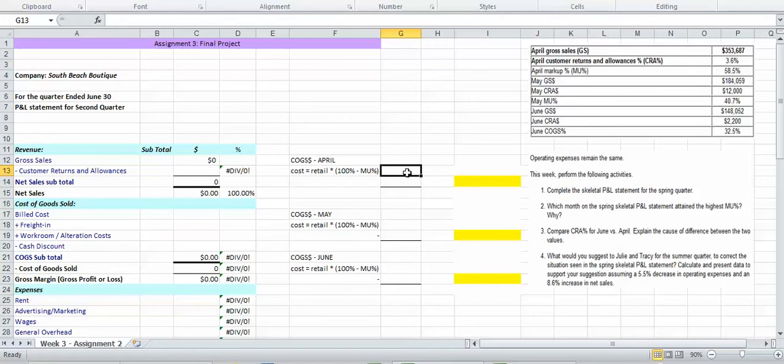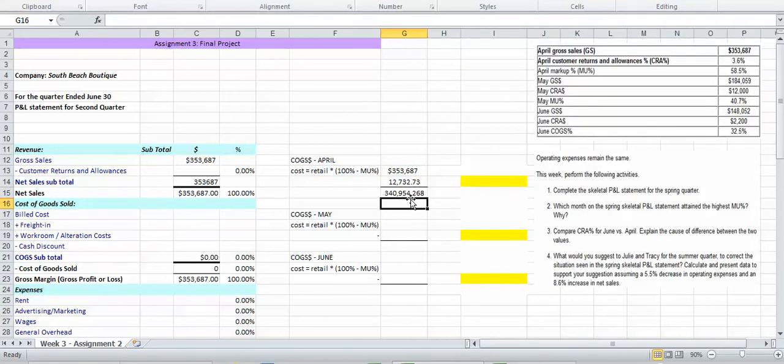So our gross sales is going to be 353,687, and our returns, let's go ahead and just say it's going to be times 3.6%. That's going to give us 12,732. In order for us to get our net sales, we'll have to subtract that. So our net sales, let's move this over, is 340,954.68.